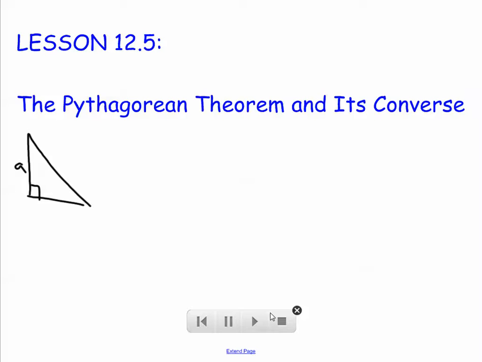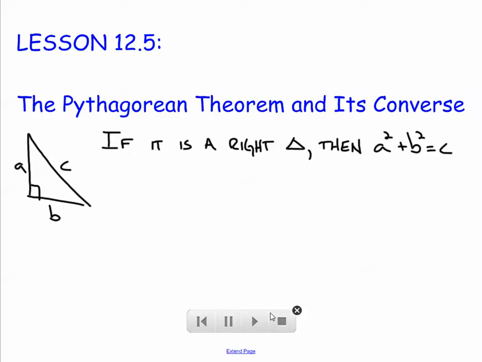If we have a right triangle and its legs are A and B and its hypotenuse is C, hypotenuse is the side across from the right angle, the Pythagorean theorem would read like this. If it is a right triangle, then a squared plus b squared equals c squared. That's a theorem right there.